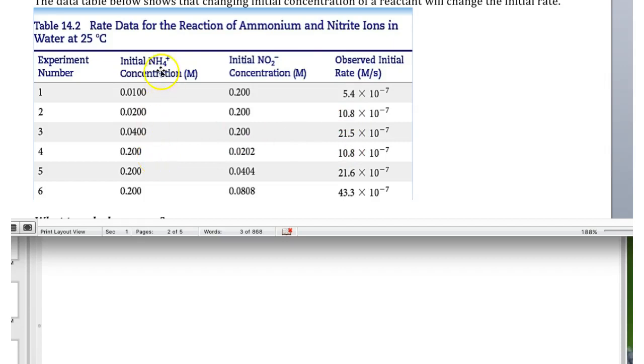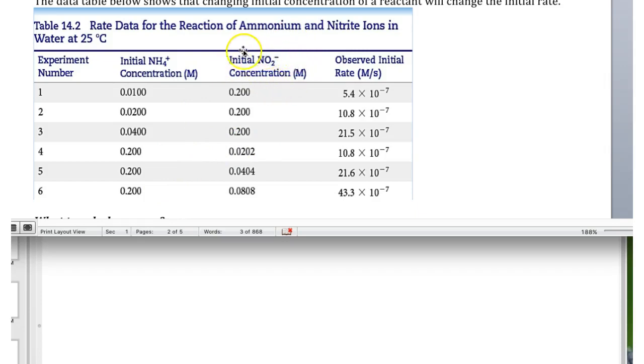Alright, so NH4 has this direct proportionality, okay? It's directly proportional. If you multiply by 2, this multiplies by 2. If you reduce it from 0.02 to 0.01, you reduce it by half, then the rate also halves. So 10.5 halves to 5.4. I think you get the idea.